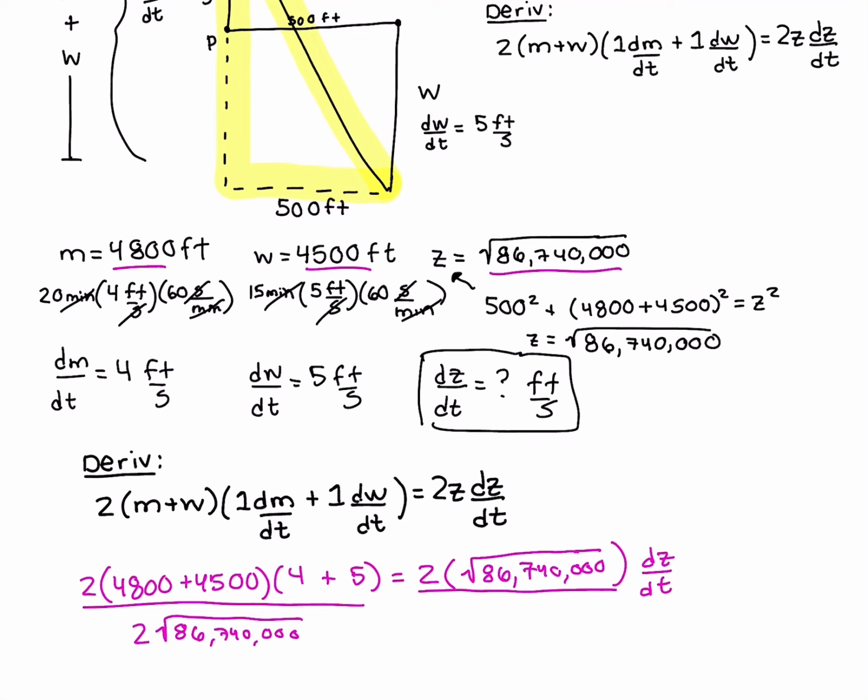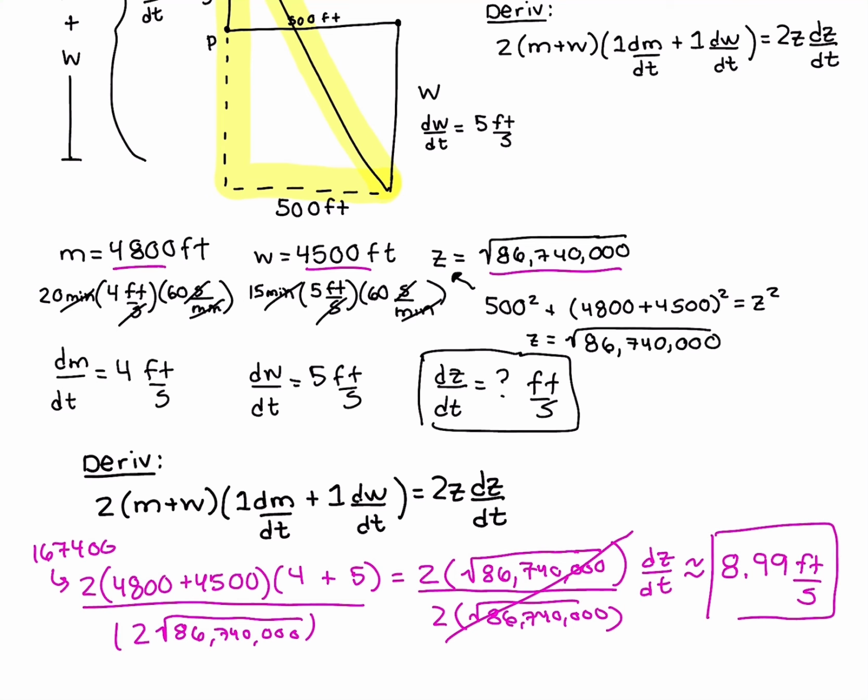Then we can just plug this big fraction into our calculator. So we want to do 2 times the quantity 4,800 plus 4,500 times the quantity 4 plus 5. That numerator is going to give us 167,400, divided by 2 times the radical. We want to get what dz/dt is, and it is approximately, to 2 decimal places, 8.99 feet per second.